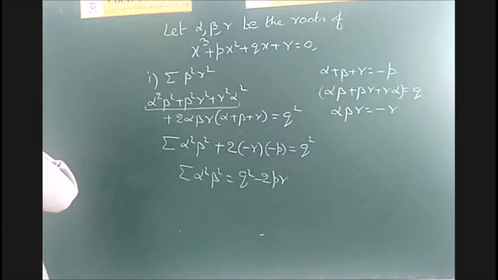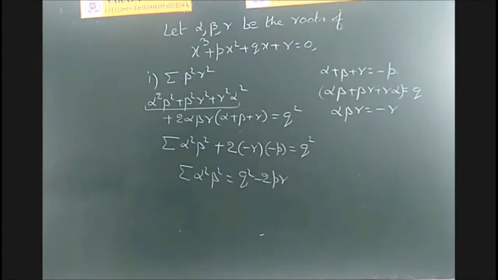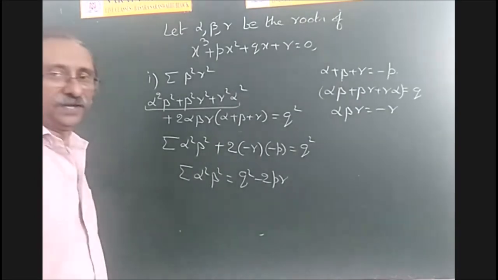Okay, I think he said this one only, q square minus 2pr. Very good.